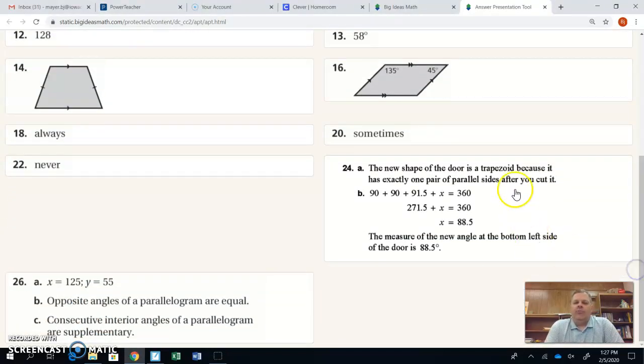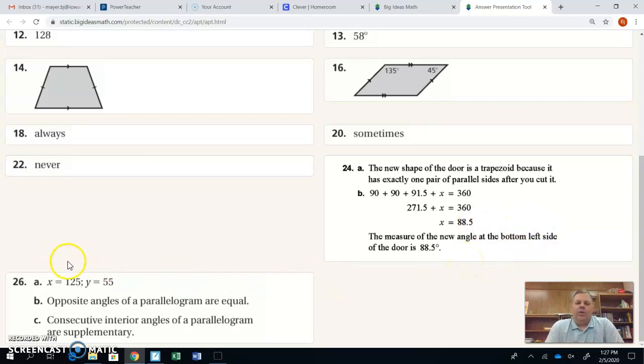24A, the new shape of the door is a trapezoid because it has exactly one pair after you cut it to make it move easier. You got 90 plus 90 plus 91 and a half plus x equals 360. X is 88 and a half on that bottom left side of the door.